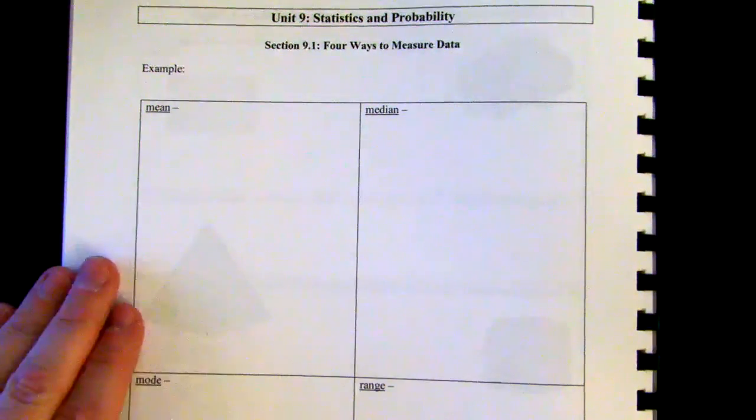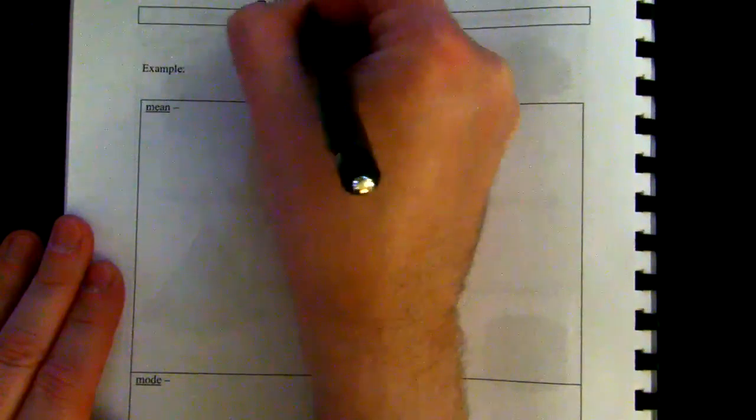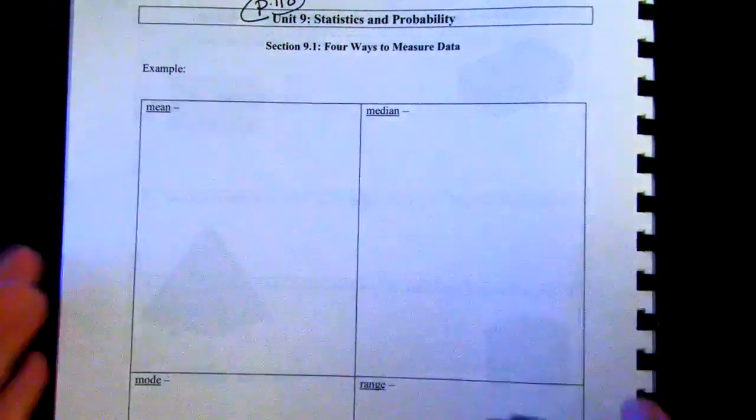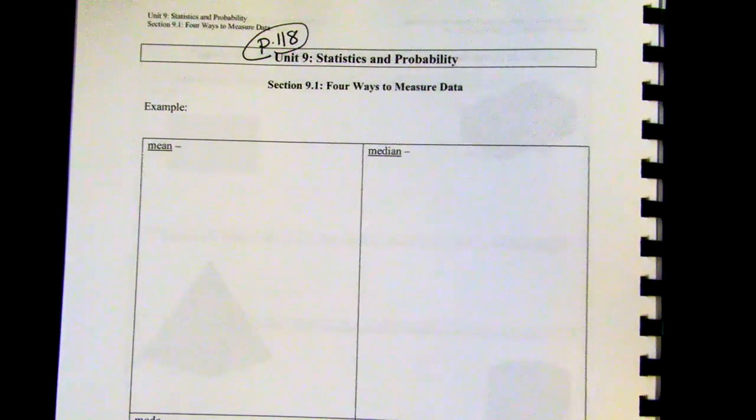First of all, we're going to skip way ahead to page 118 in your notes. A little bit of Unit 9. We're not actually going to finish Unit 9, but just do the first 2 sections in there about statistics and probability. Statistics involves looking at data, looking at a bunch of numbers, and trying to figure out what the numbers are telling us. Today, we're going to review 4 different ways to measure data, 4 different ways to look at some numbers and get a good summary of them.